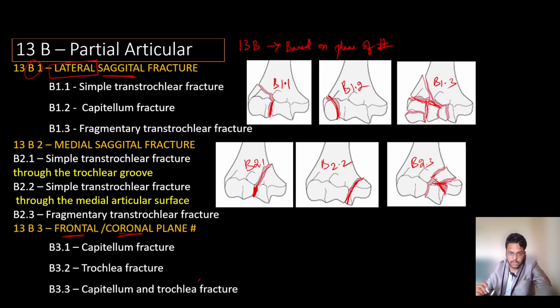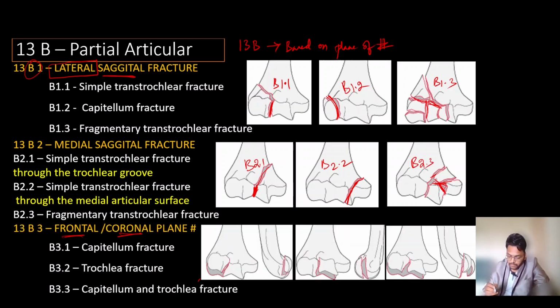Coming to the frontal or the coronal plane fractures, it is fractured in the coronal plane. If the capitulum is fractured, it is B3.1. If the trochlea itself is fractured, it is B3.2. If both the capitulum and the trochlea are fractured, it is B3.3. So these are the partial articular fractures. Remember this frontal or coronal plane fracture, 13B3.